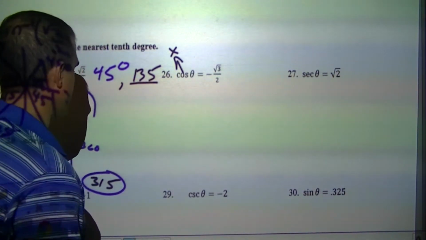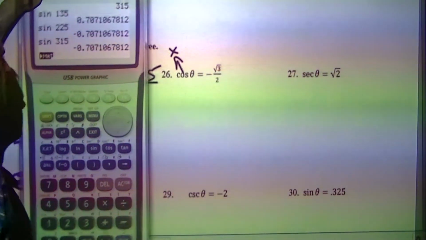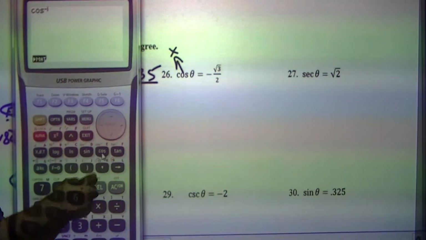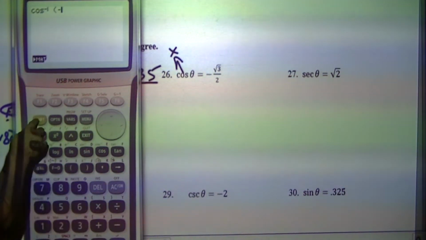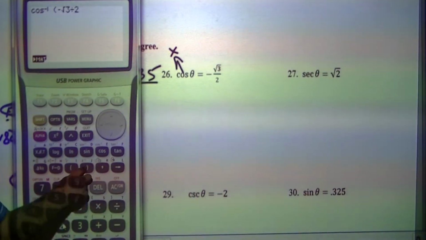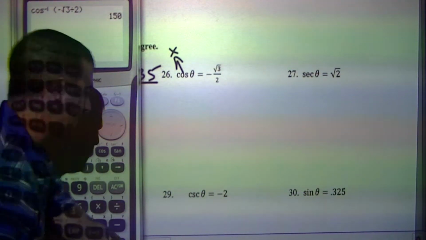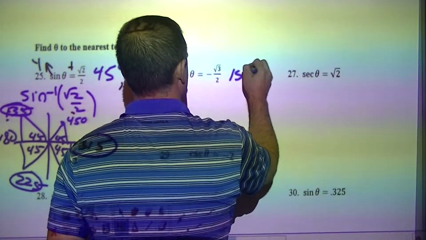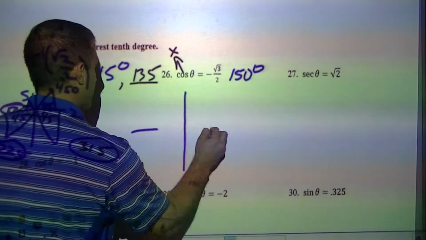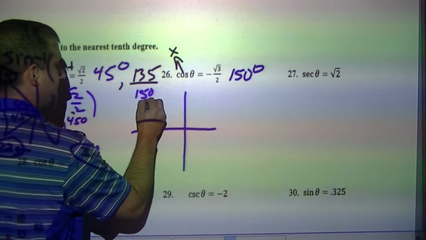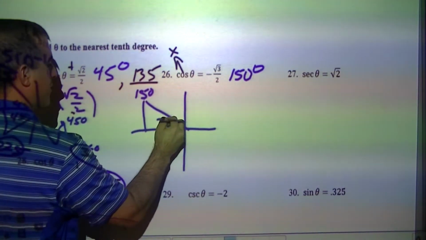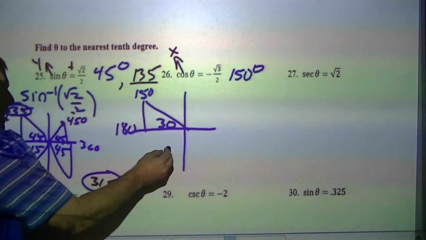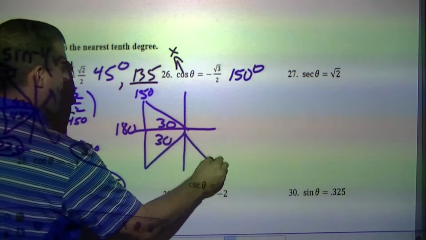Okay? So on this one, I'm going to take inverse cosine, negative square root of 3 divided by 2. Okay? 150 is the first that works. Okay, where's 150? Well, 150 is here. What does that mean for me on the inside? 30, because that's 180 here. Okay, so they're all going to be 30s going around.